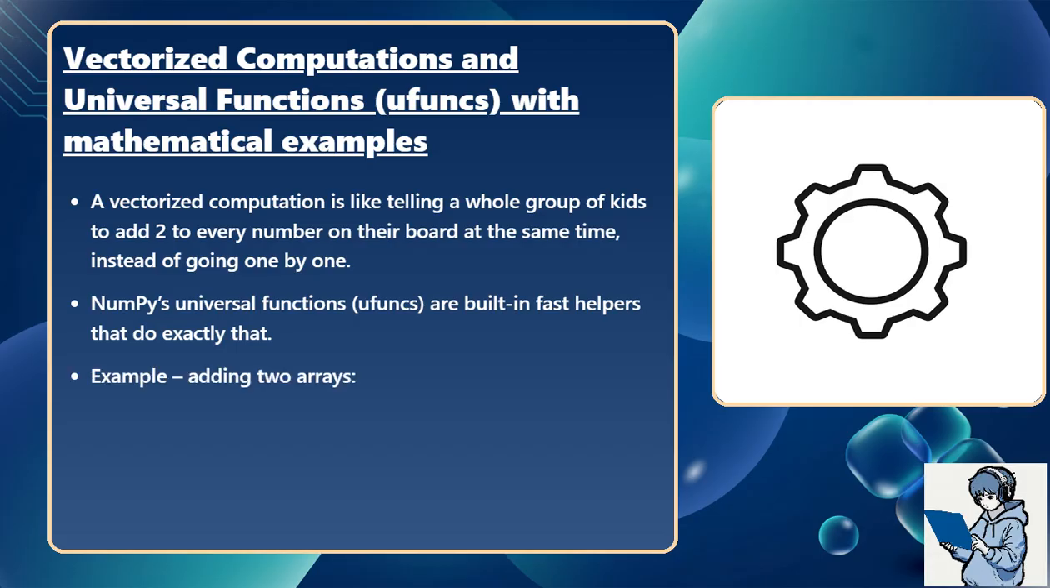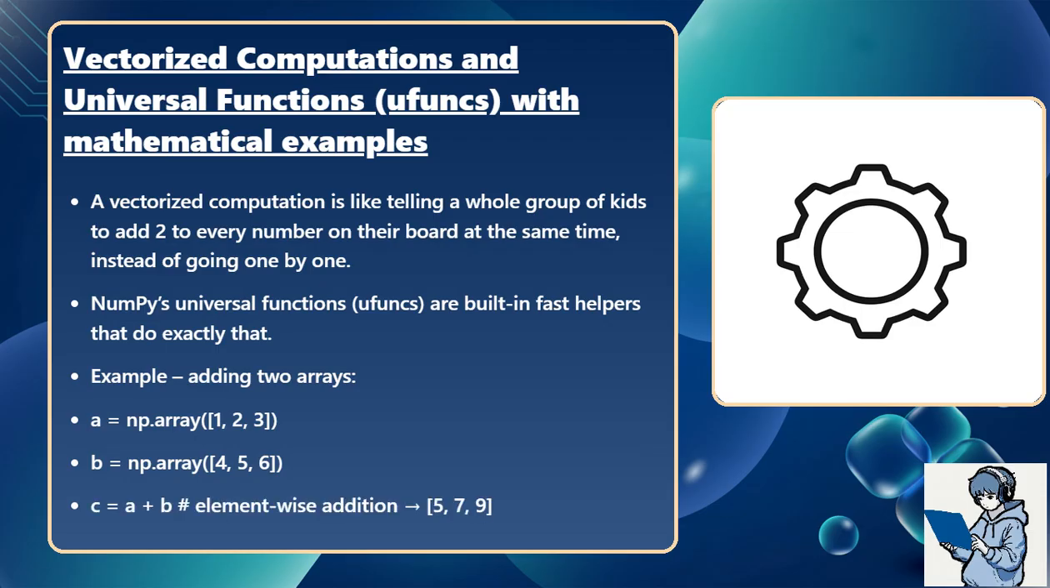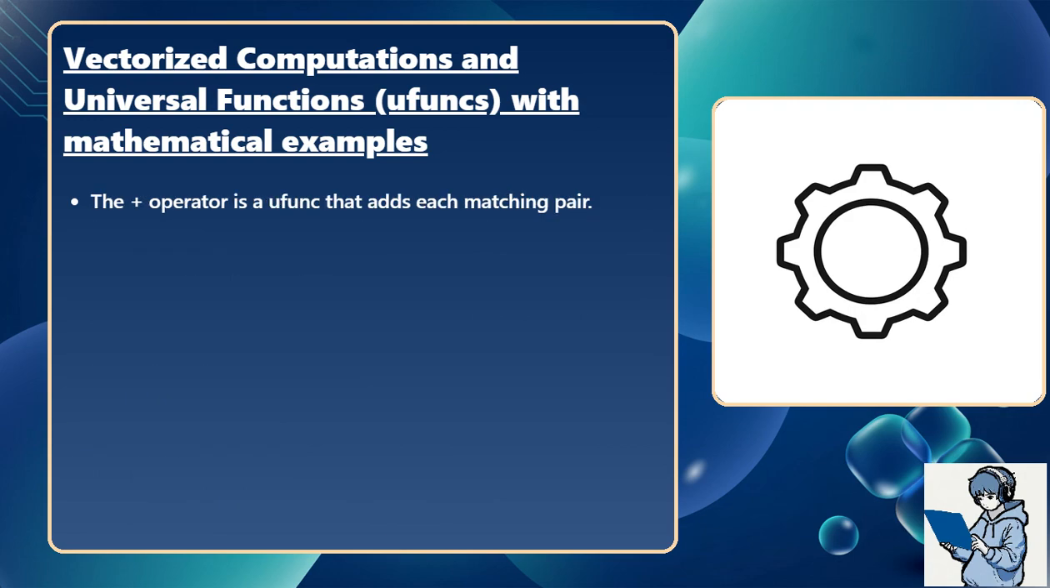Example: adding two arrays. A equals np.array([1, 2, 3]). B equals np.array([4, 5, 6]). C equals A plus B; element-wise addition yields 5, 7, 9. The plus operator is a ufunc that adds each matching pair.